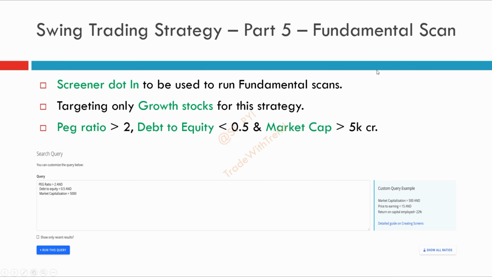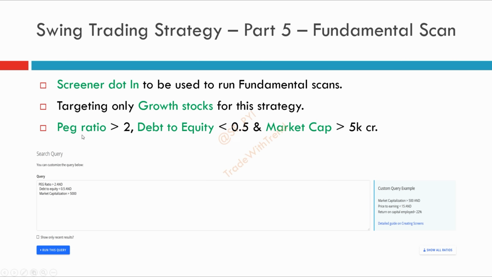So now I'll be moving to the fundamental scan. What I need for this particular strategy is that we need to shortlist growth stocks. Now I have three fundamental criteria here. Number one, PEG ratio has to be greater than 2. Then debt to equity should be less than 0.5 and market cap should be greater than 5,000 crores.